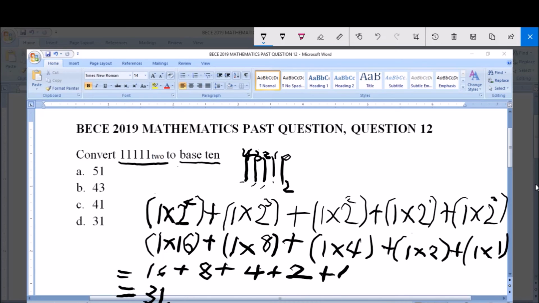Now looking at this from our options here, D says 31. So D is our answer.